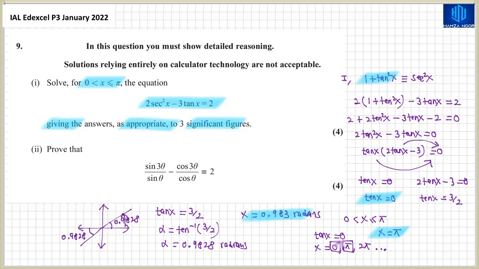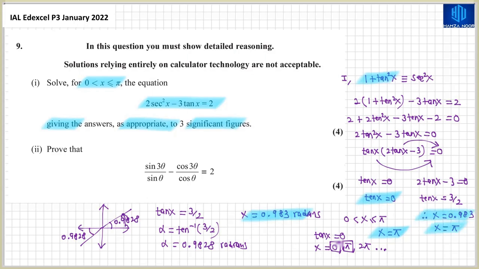So our final answer is that x equals 0.983 and x equals π. These are the two possible solutions for our equation.